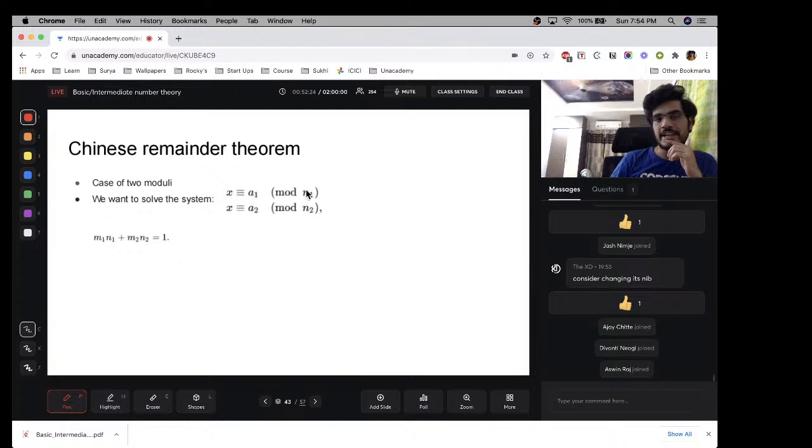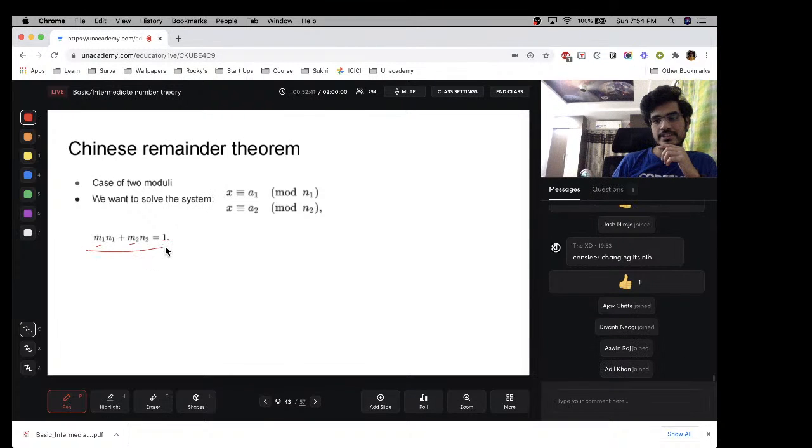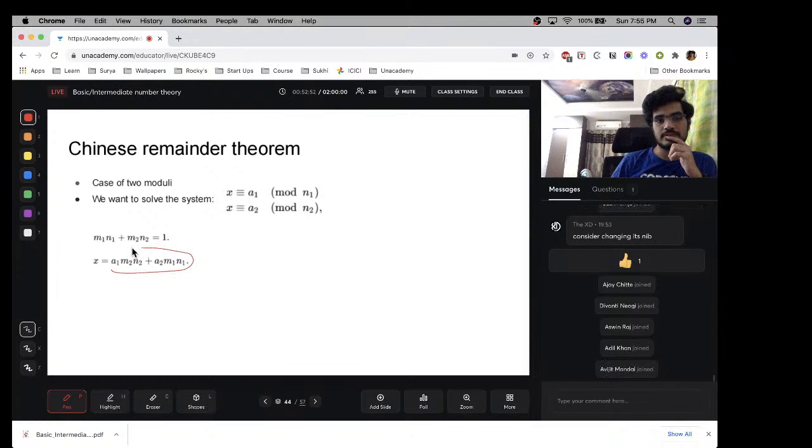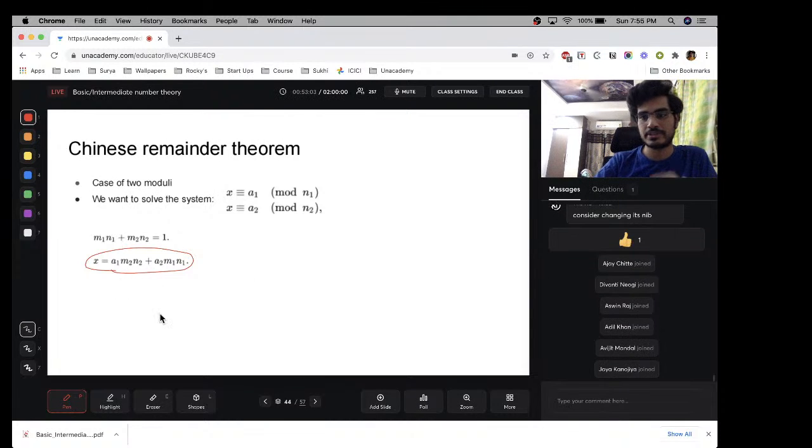Since we already know that n1 and n2 are pairwise coprime, using Euclid's extended algorithm we can find m1 and m2 such that m1 n1 plus m2 n2 is equal to the GCD of n1 and n2. So, since we can find this pair m1 and m2 using Euclid's extended algorithm, then x can be given with this equation. Let's try to prove this.